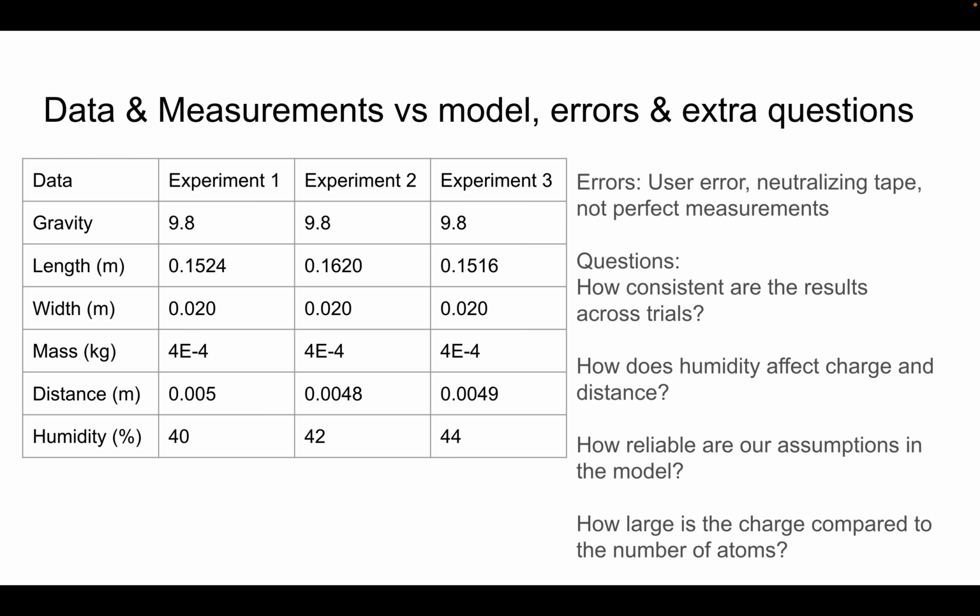We ran 3 trials and measured things like the tape's length, mass, distance apart, and room humidity. The numbers we chose were close but not identical, which showed small variations between each trial. From the data, we asked a few key questions. How consistent are the results? How much does humidity affect the charge? Do assumptions match reality? And how large is the charge compared to the total number of atoms in the tape?